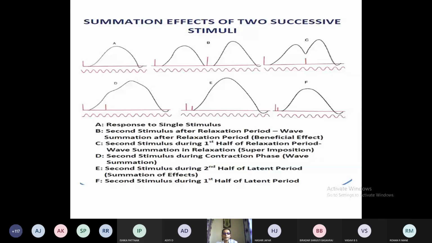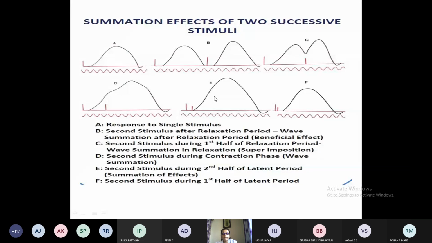Next, the D point, here the second stimulus is applied during the contraction phase. Okay, so the graph is appearing as a wave summation. It is appearing as a wave summation.